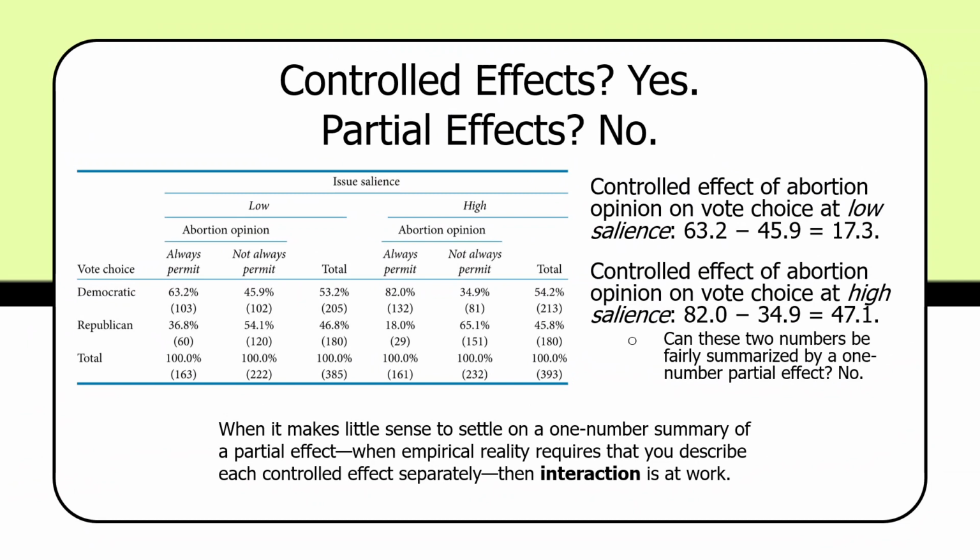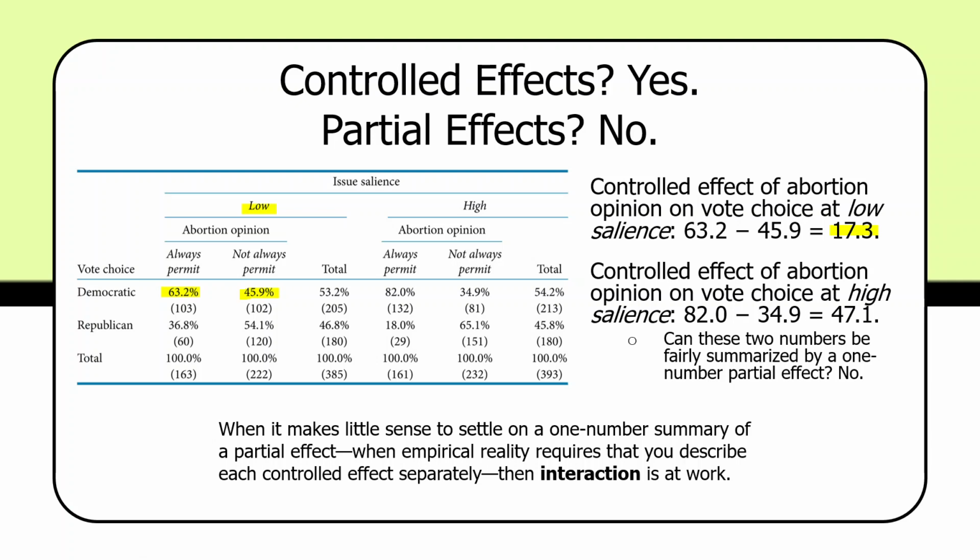So for the low salience comparison, we're comparing this number among those who found the abortion issue of less salience, but who also believe abortion should always be permitted. 63.2% voted Democratic. And then, quite naturally, as we move to those who did not hold that position, who don't think abortion should always be permitted, only 45.9% voted Democratic. So something's going on there. In fact, if you do the subtraction, we're looking at about a 17 percentage point decline in Democratic vote as you move across values of the independent variable at low salience.